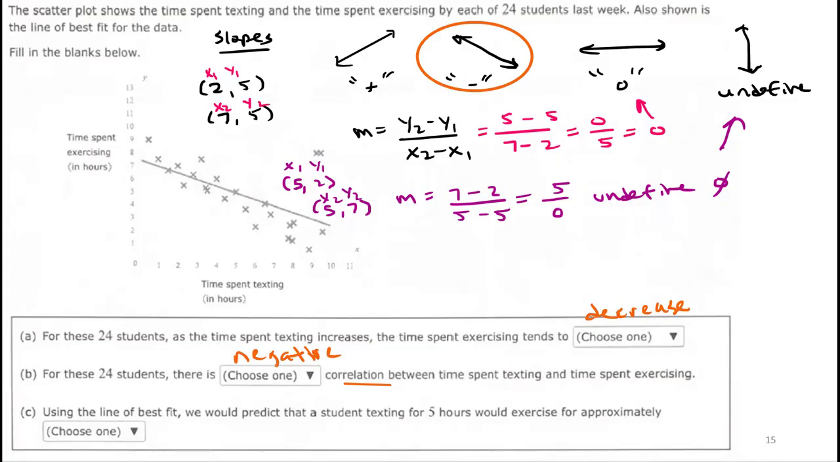All right. And the last one, using the line of best fit. The line of best fit, remember, is the solid line, not the actual data points. We would predict that a student texting for 5 hours. So here's 5 hours. We just go up, okay? And it looks like they have 5 hours for exercising. So the answer here is 5 hours. So if they spent 5 hours texting, they would approximately spend 5 hours exercising.